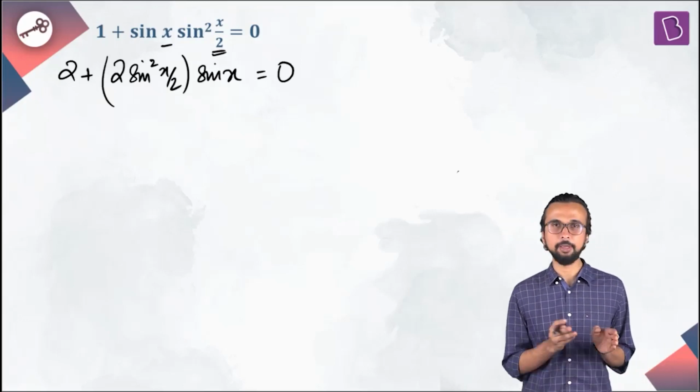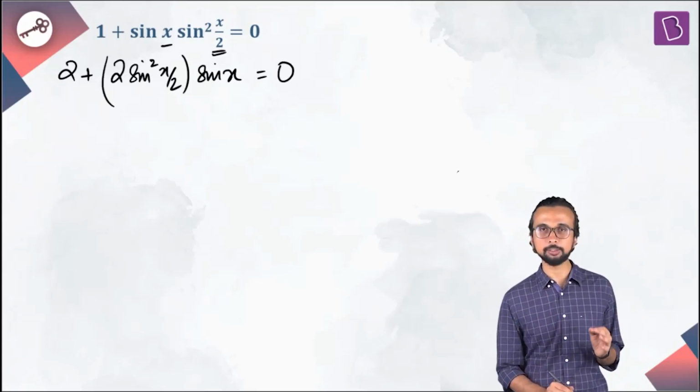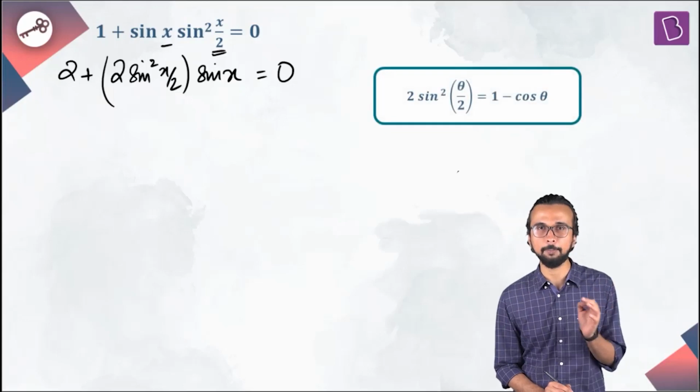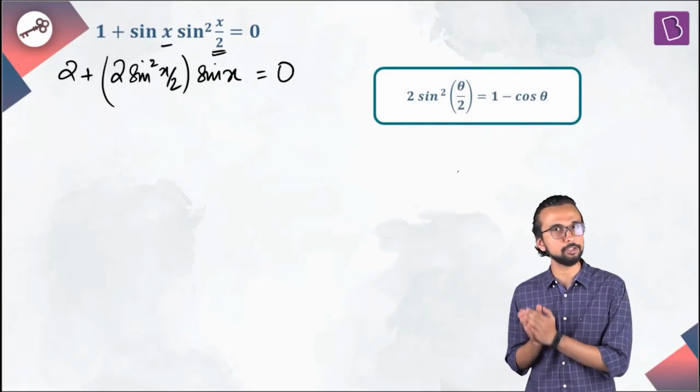Why did I do that? Because 2 sin square x by 2 looks familiar to me. What is 2 sin square x by 2? It is nothing but 1 minus cos x. So here, 2 sin square theta by 2 is 1 minus cos theta.